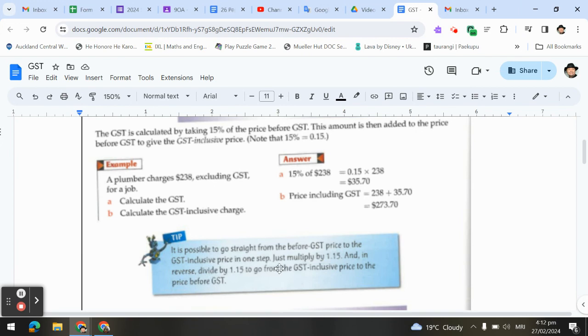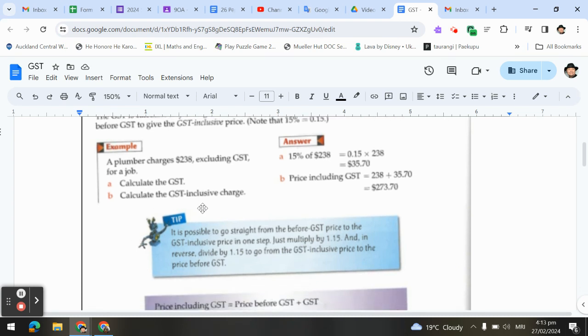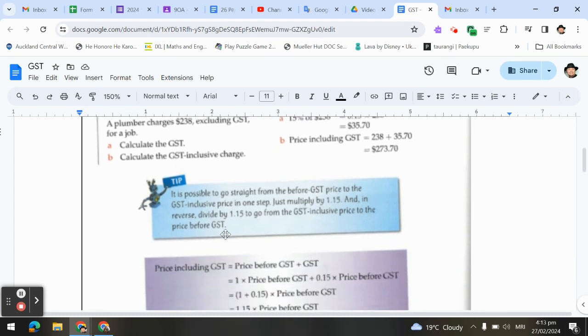One quick tip. It is possible to go straight from the before GST price to the GST inclusive price in one step. Just multiply by 1.15. And in reverse, dividing by 1.15 will go from the price including GST back to the price before GST. Please add this tip to your notes.